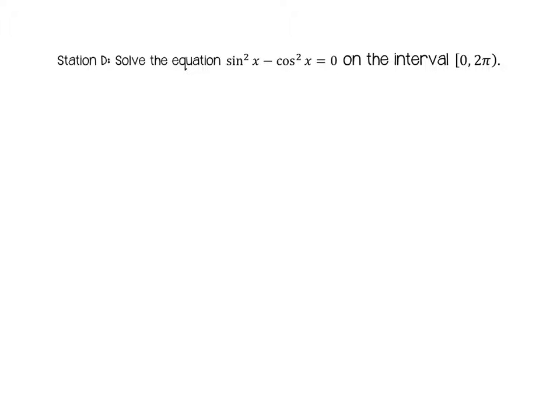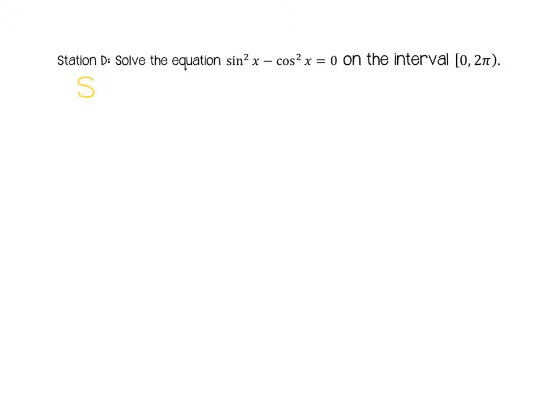So I've been given the task of solving this equation: sine squared x minus cosine squared x is equal to 0. Okay, so I'm looking at this and I'm trying to think how I can basically break this into pieces in order to solve it. Well, I know that I have a Pythagorean identity.